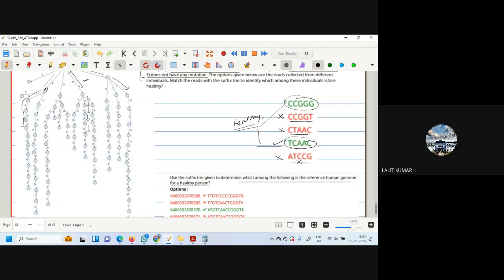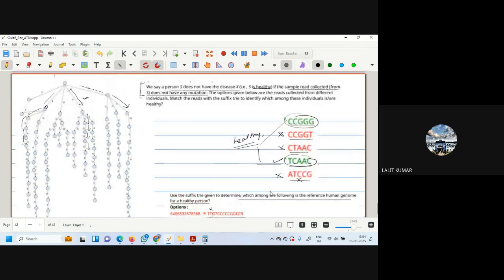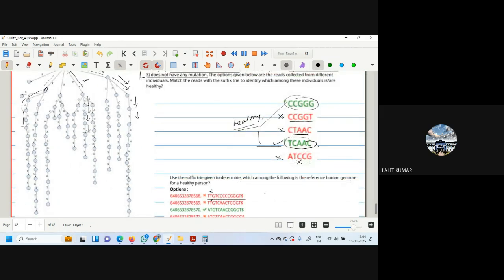So we start, for example, with TTGTCC. We know that there is no T here, so it does not match. We come to this ATG, T, A, where is A? A is here. A, T, G, T, then G, T, C, A, C, C, G, G, G, T, and dollar. So this is matching. This one.